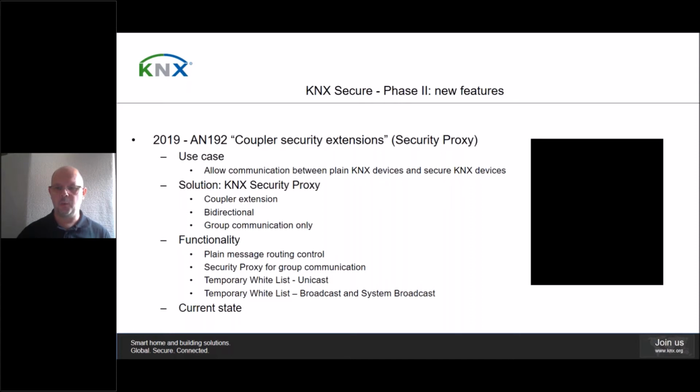Temporary whitelist and system broadcast. This allows to control whether broadcast and system broadcast can be sent on the primary side and on the secondary side. The current state is that the AN192 coupler security extensions is an approved standard. It is tested in the ETS plugfest this month. Yet there are considerations at the location of the properties, certain functionality like the exception handling, and more, so an update may be expected.